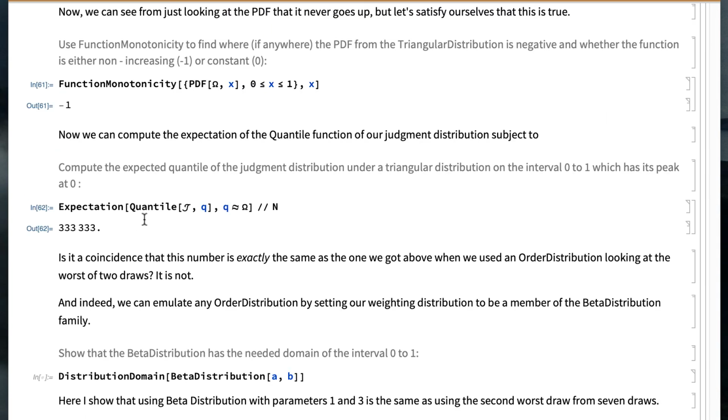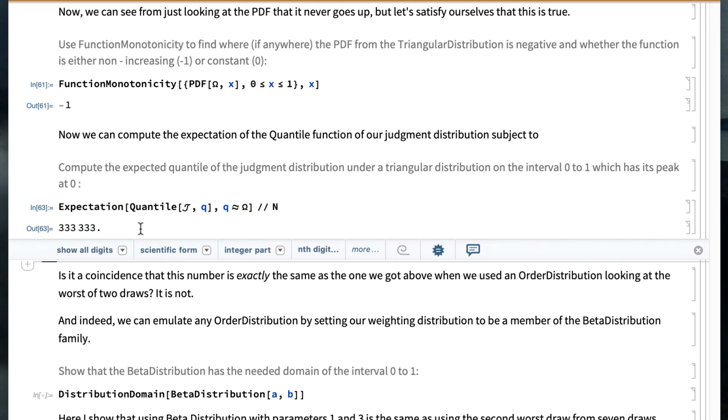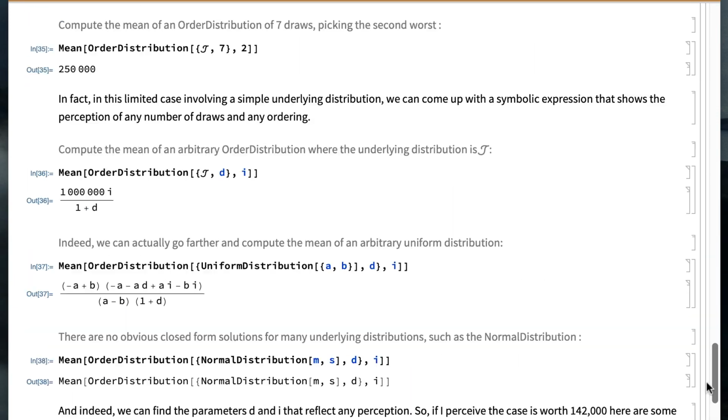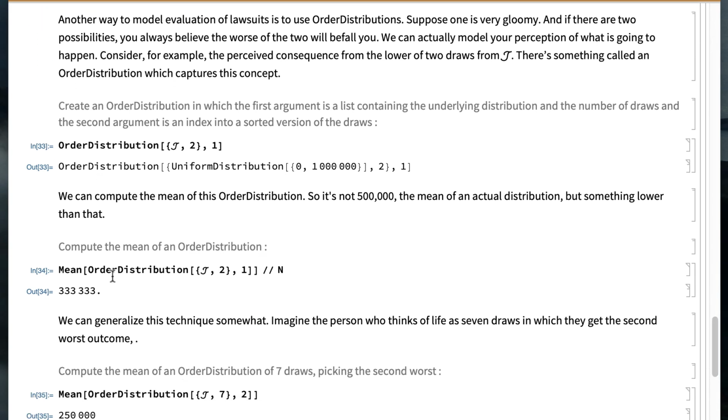And now we can just, and I guess I have spoiled it for you, calculate the expected value of our judgment function subject to our weighting distribution. So we're going to compute the expectation of the quantile of our judgment function subject to the weighting distribution, and that's $333,333. Remember when we did order distributions, and we looked at what was the mean of the order distribution, 2 draws, pick the worst, and we got exactly the same number. Is that a coincidence?